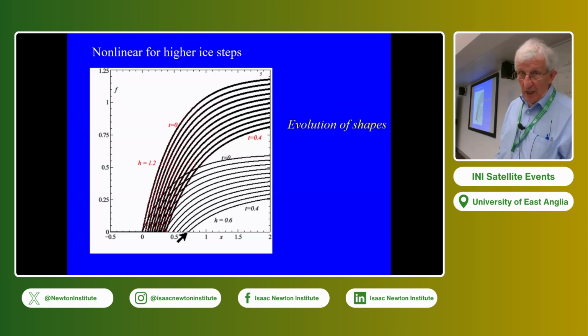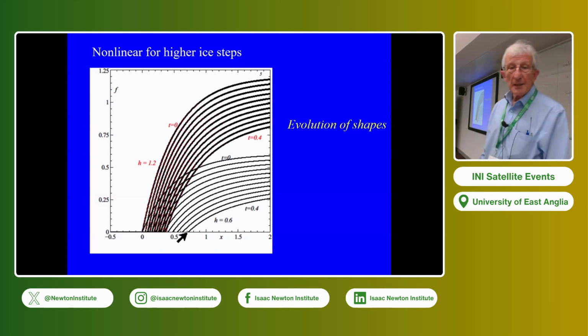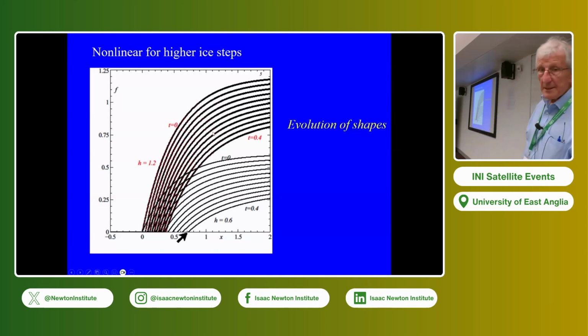So here's the evolution of shapes for steps. It's shown here for height 0.6, that's these curves, and then 0.4. As the height increases, the melting takes place much more slowly.